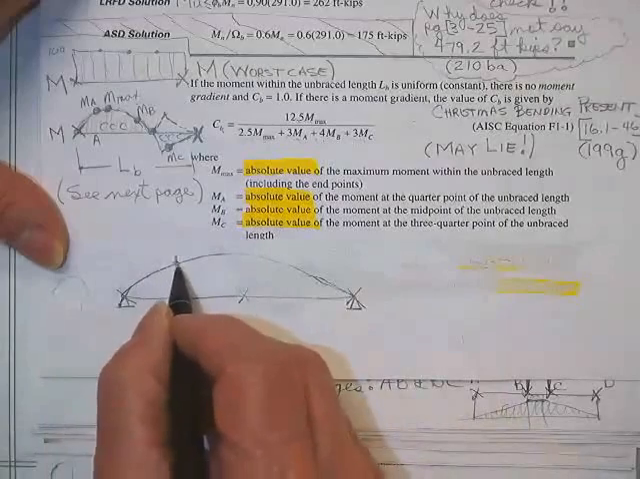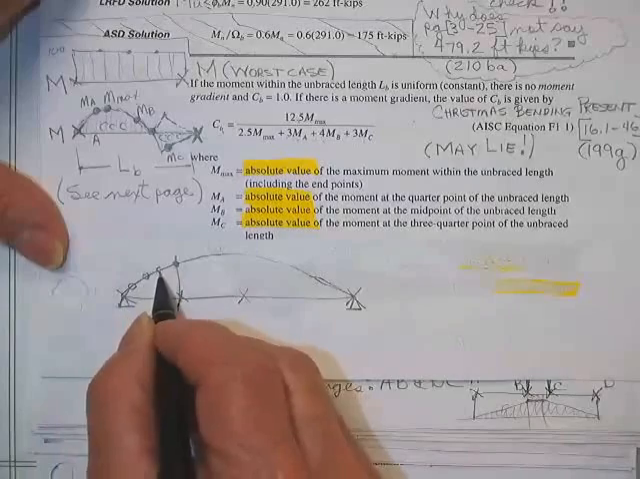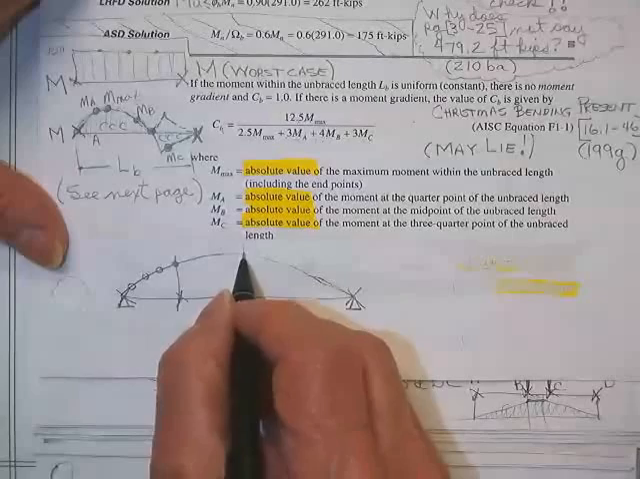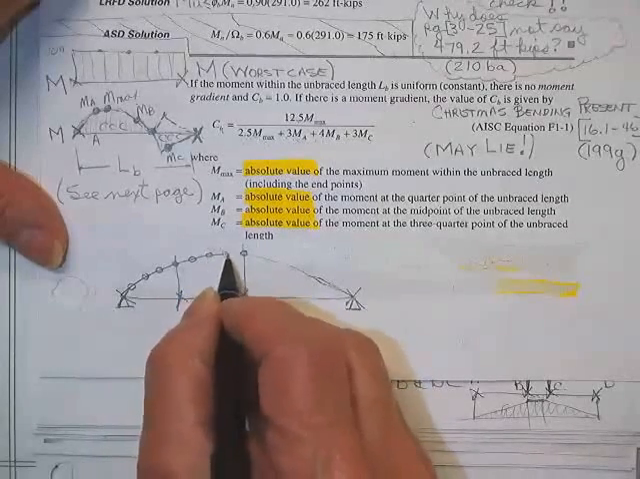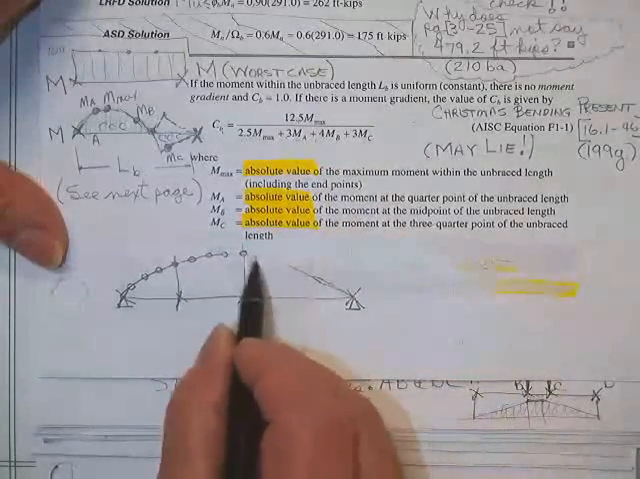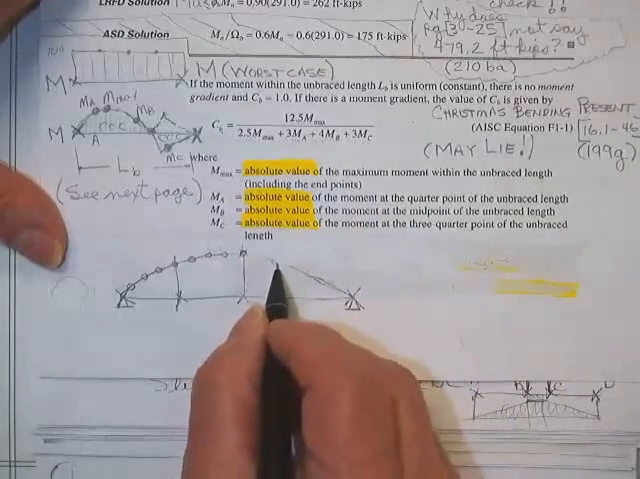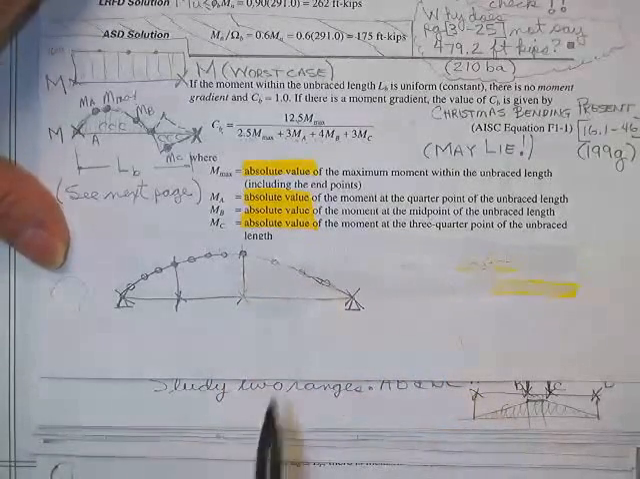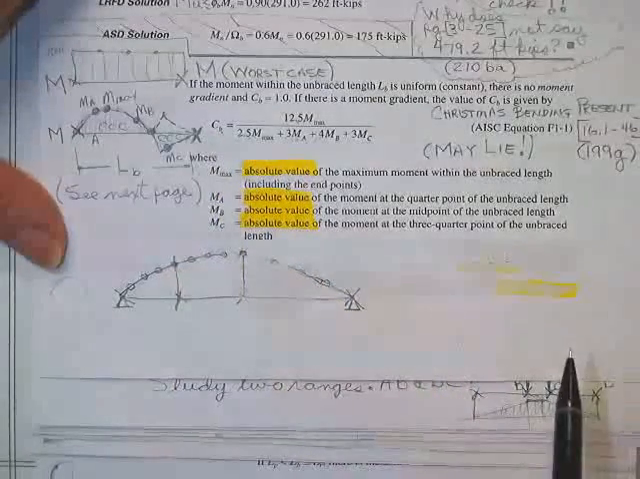I need to know your maximum moment. And I need to know the moment at the quarter point, the moment at the half point, the moment at the three-quarter point. And in this region right here, I need to know M max, and the moment at A, the moment at B, the moment at C. And for this one right here, I need to know M max, the moment at the quarter, the moment at the half, and the moment at the three-quarter point. And I plug those values into this equation, and that's the correction factor.